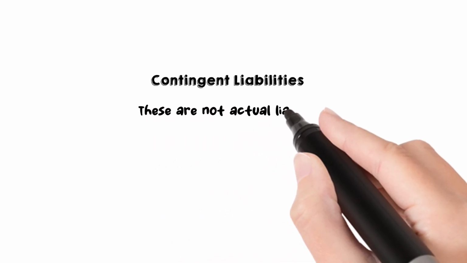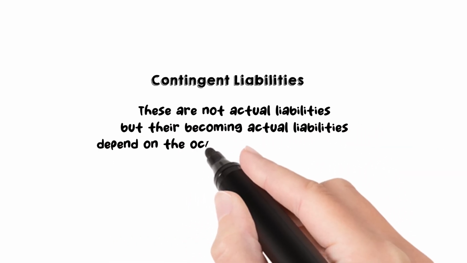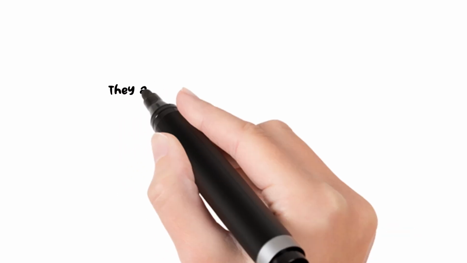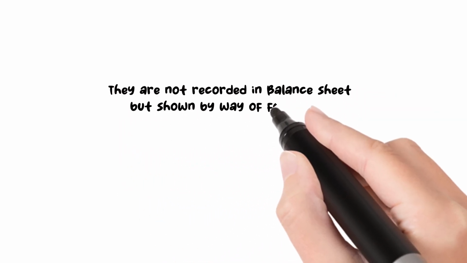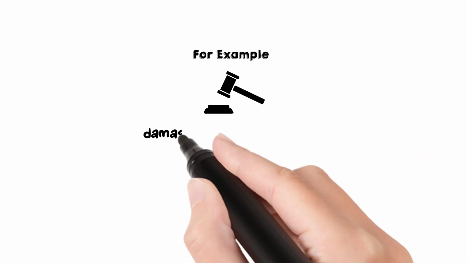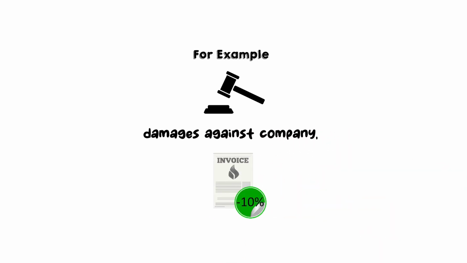Contingent liabilities. These are not actual liabilities, but they may become actual liabilities, depending on the occurrence of certain events, which are uncertain. They are not recorded in the balance sheet, but shown by way of footnotes at the bottom of the balance sheet. For example, lawsuit for damages against company, bills receivable discounted, etc.